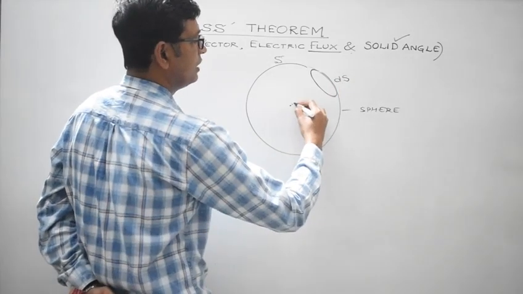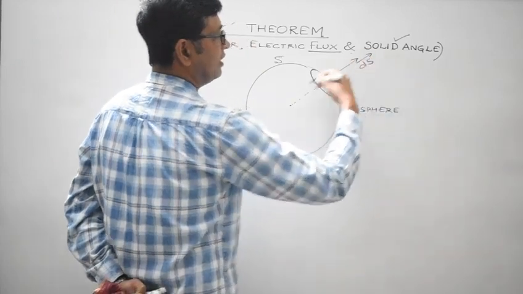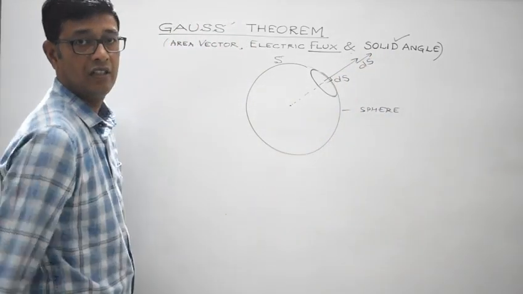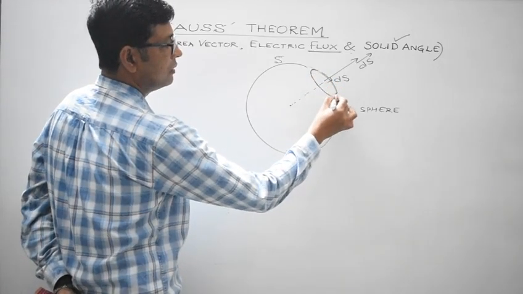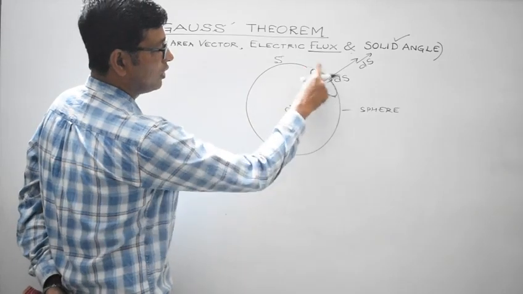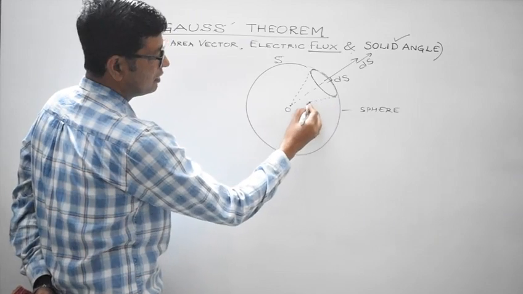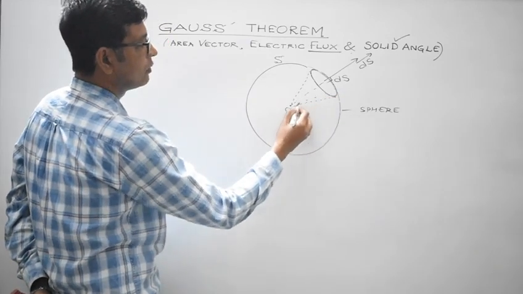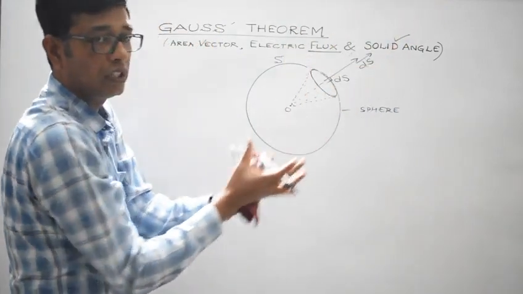An area vector would be in the outward direction like this. This is the area vector. It would be in the radially outward direction. Now these are the points on the edges of this elementary portion. If we connect all these points with the center of the sphere, then we'll get a diagram like this. So it's in the form of a conical shape like this.